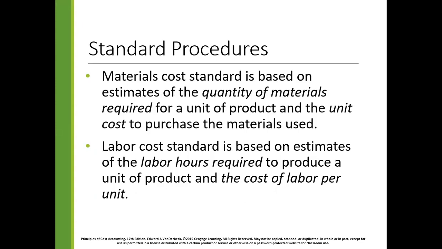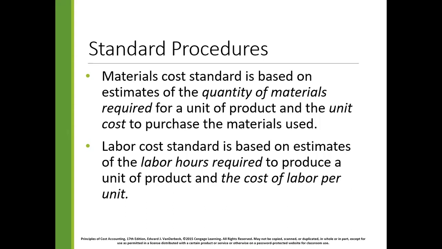So material cost standard is based on estimating the quantity of materials required for a unit and then the cost of the materials per unit. And so that's why I mentioned looking at that flexible budget performance report, we can break down a material variance into either a quantity variance or a cost variance, right? Did we pay more for the materials than what we thought, or did we use more or less of the materials than what we thought, than the standard? Same thing with labor.